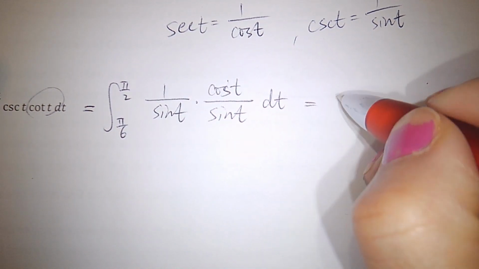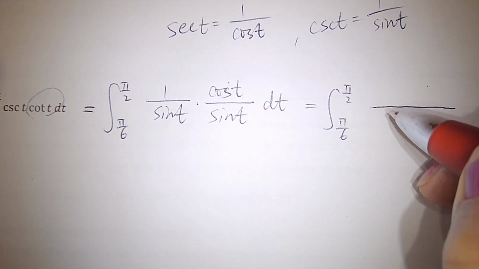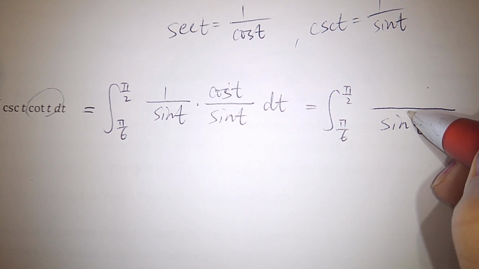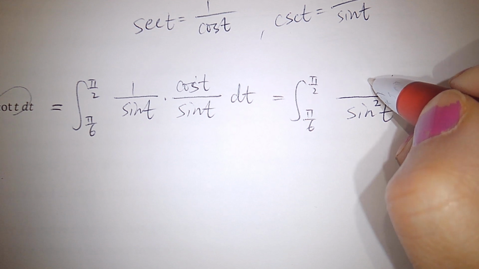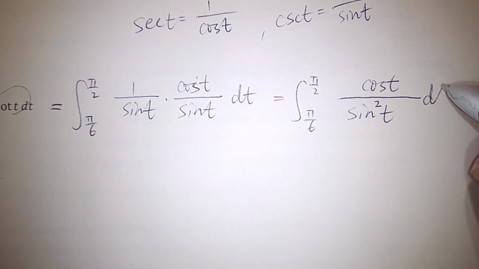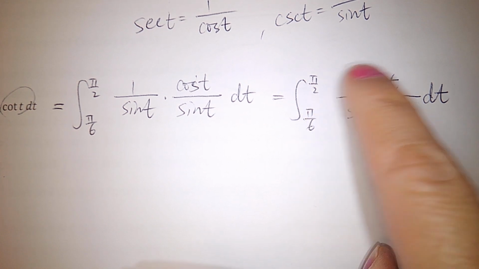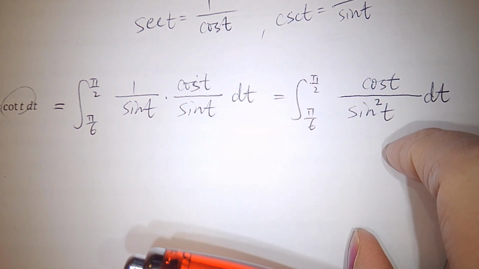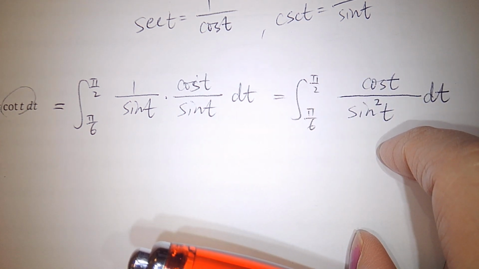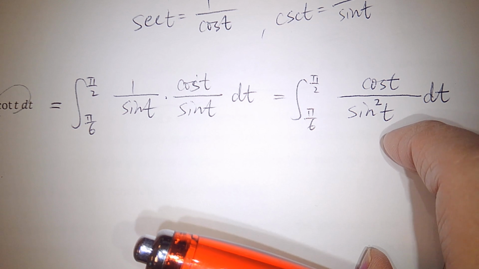So actually, from pi over 6 to pi halves, on the bottom we should have what? Sine t squared. On the top, we should have what? Cosine t dt. Well, this is actually beyond our knowledge in this section because we might have to use the substitution rule. The substitution rule will be taught in section 5.5. We will not cover it in Calc 1, but we'll do it in Calc 2. Okay. All right.